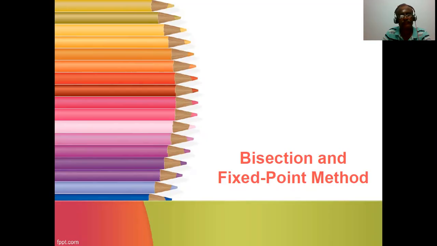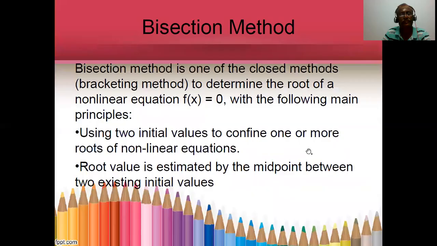By a root, we mean a value a. If you substitute this value a in the equation f of x equal to 0, and it is exactly 0 or nearly 0, then it is called a root of the equation. First, we are going to discuss the bisection method.